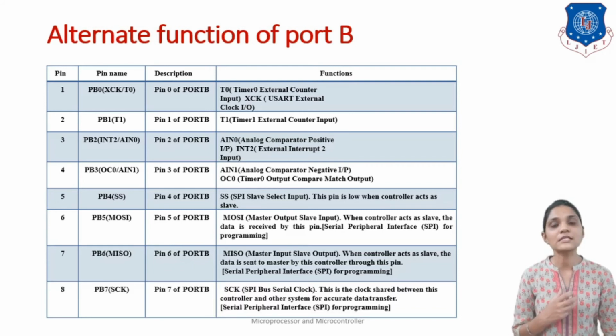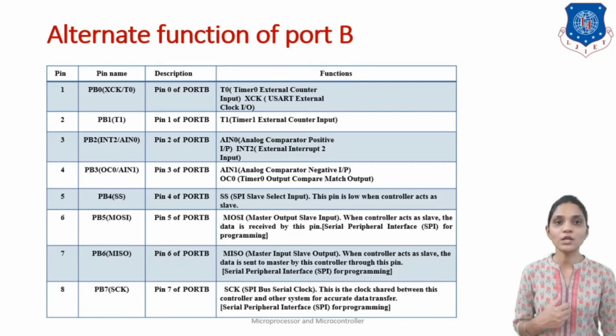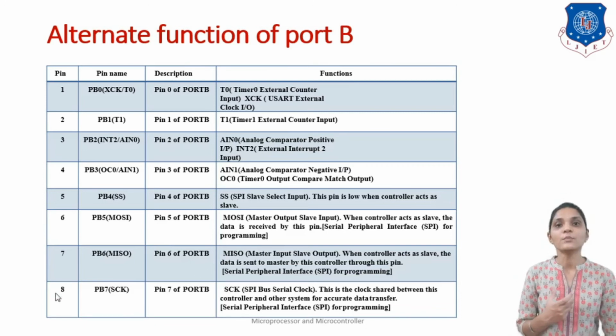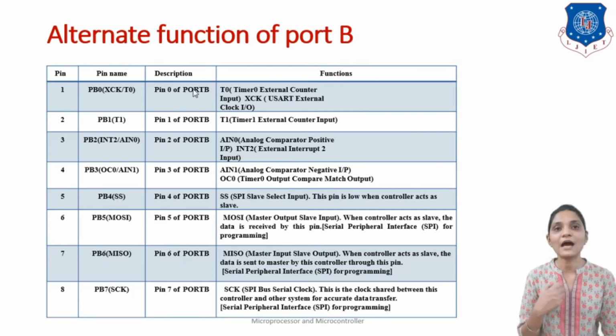And the last pin is PB7, that is also used as SCK, that is SPI bus serial clock, and this is the clock shared between this controller and the other system for accurate data transfer. Okay, so this is used for basically the SPI protocol. Pin number 7 and pin number 4 are used for this slave SPI protocol. Then pin number 5 and 6 are used for the master slave configuration, and all other pins are for some timers or some interrupt, etc.